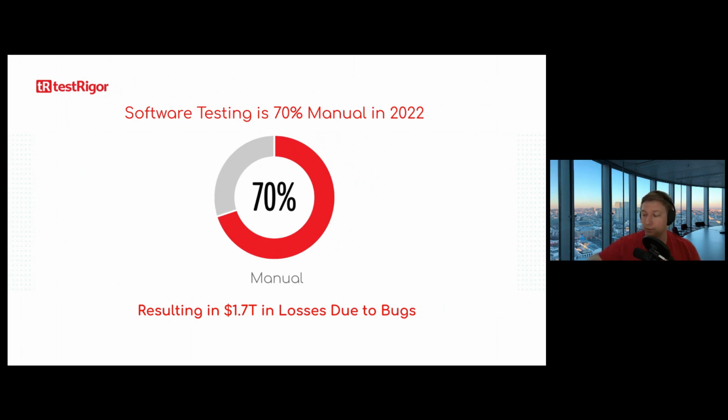That is actually a huge problem, because this results in $1.7 trillion in losses due to software bugs in production, because it's technically not possible to retest everything manually without automation and doing it automatically one way or another.